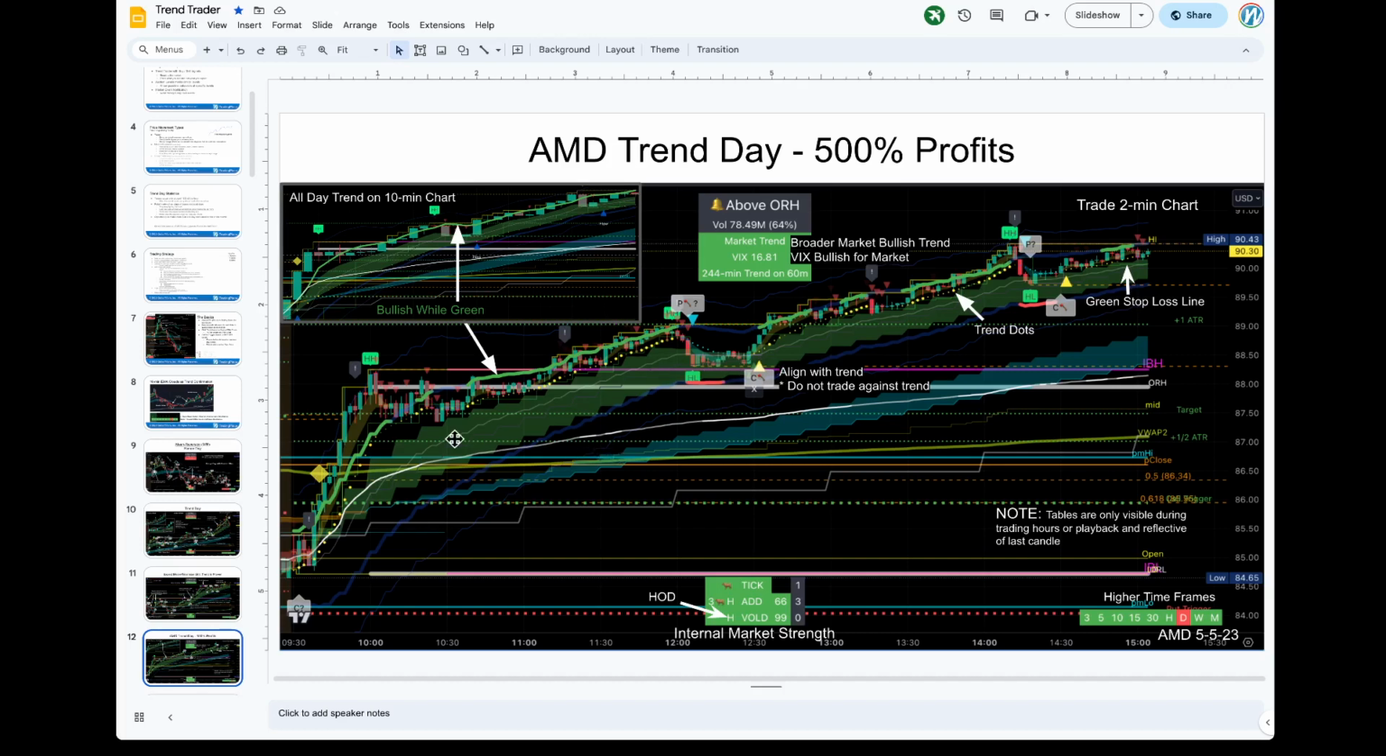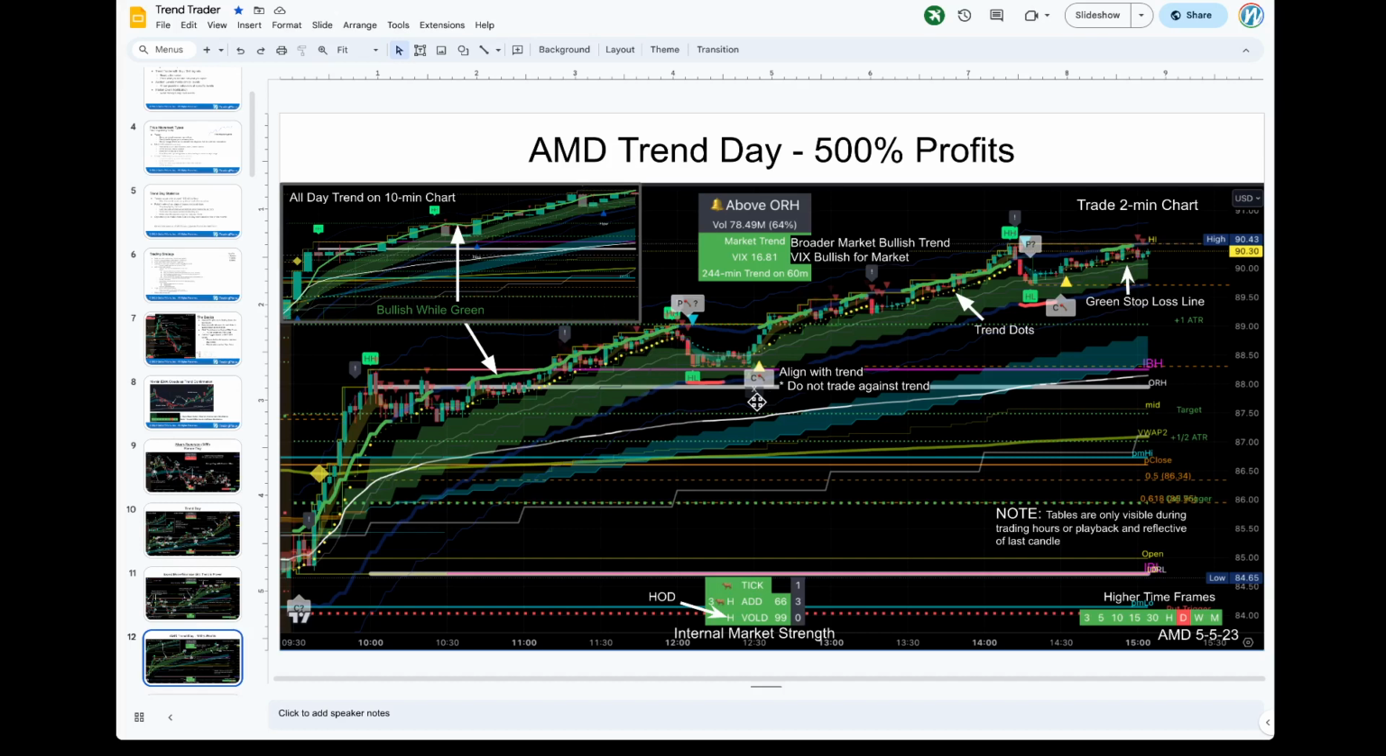So again, we'll talk about all these things, but the trend can change. But to do that, there are steps that need to happen. It needs to break through the 513, which is this one. It needs to be below the VWAP. It needs to break below the 3448. If each one of these things happens, then you want to be more careful.